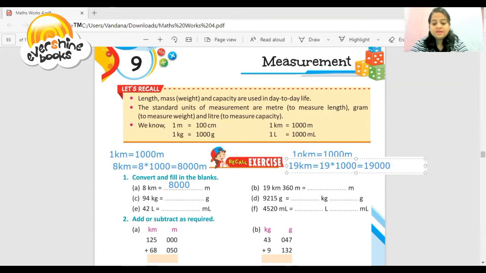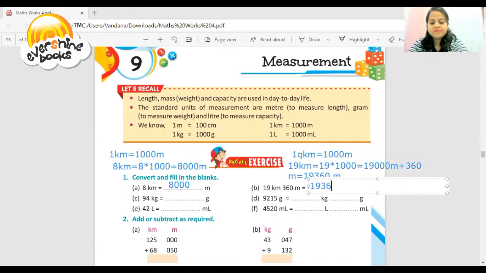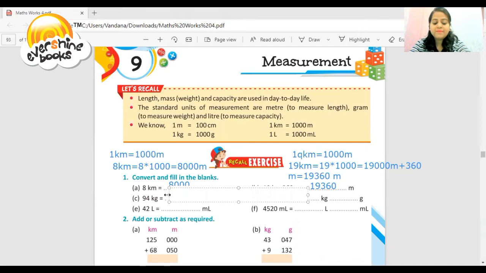Then plus 360, it is already in meter. Now you will get the answer 19,360, and this is in meter form, so 19,360 meter. Now 94 kilogram, you have to convert into gram, so write 94,000 gram.